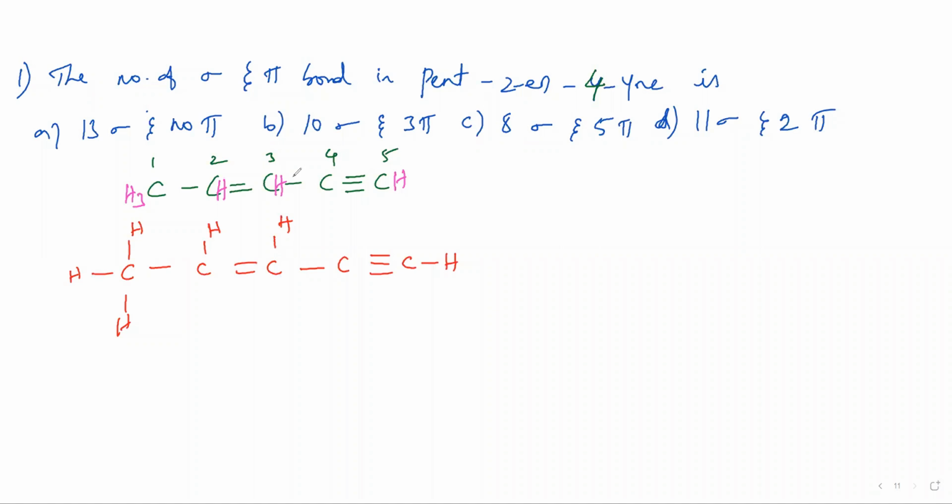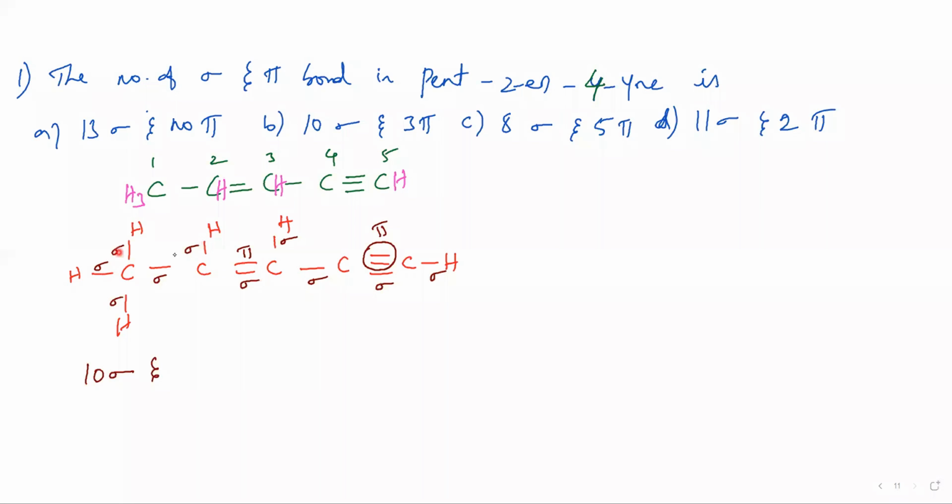Now it is easy for us. This is sigma, this is sigma, this is sigma, sigma, sigma. In a double bond, 1 sigma and 1 pi bond. In a triple bond, the first bond will be sigma, and all the remaining bonds are called pi bonds. Now calculate how many sigma bonds are there: 1, 2, 3, 4, 5, 6, 7, 8, 9, 10. So 10 sigma bonds.